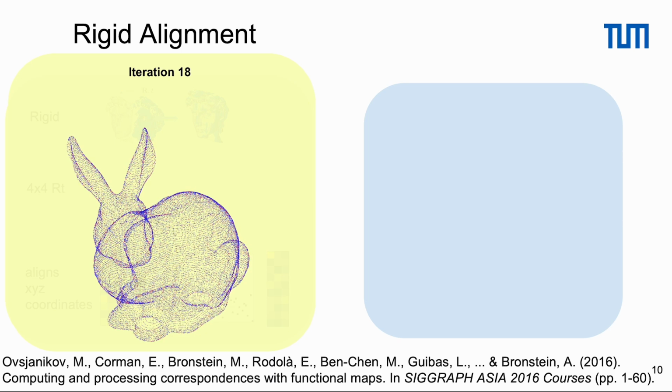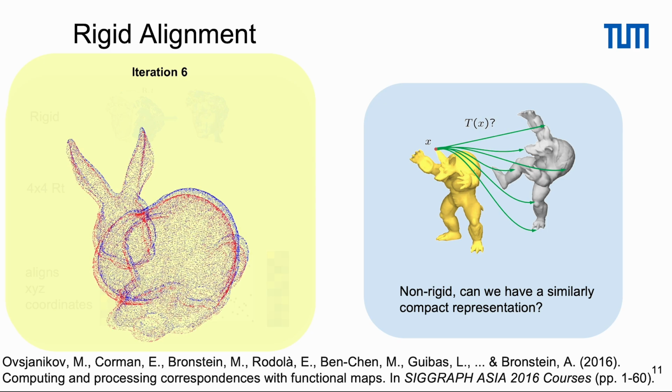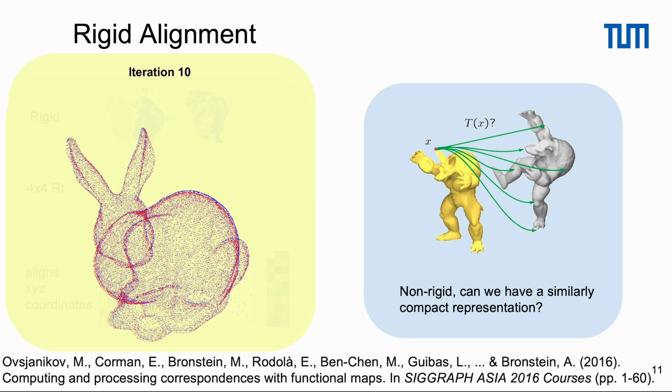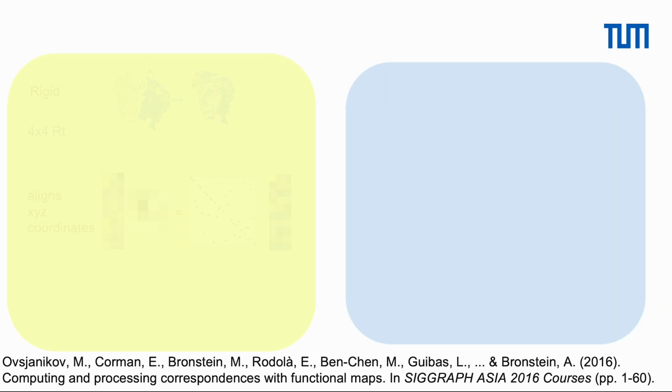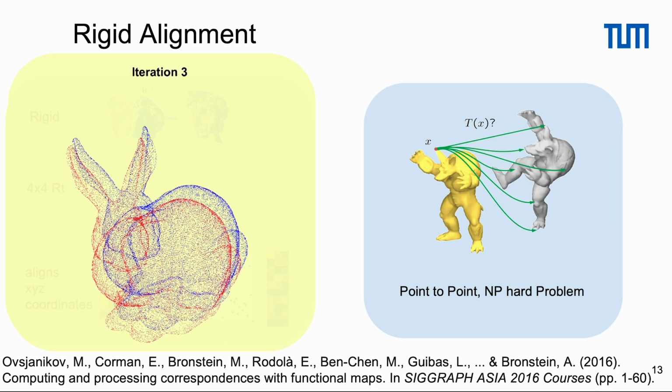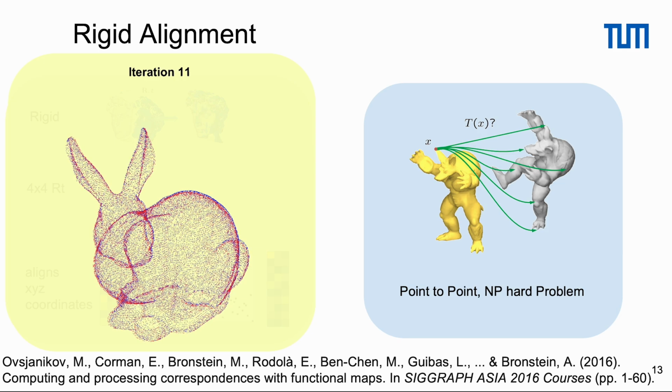That was really nice, but for non-rigid tasks, people actually want to find something similar, in the sense that we want something as compact as a small matrix to limit our solution space, but we also want it to be accurate. Without the rigid assumption, if we just try to work on point-to-point directly, this could really easily get out of hand as it's an NP-hard problem.